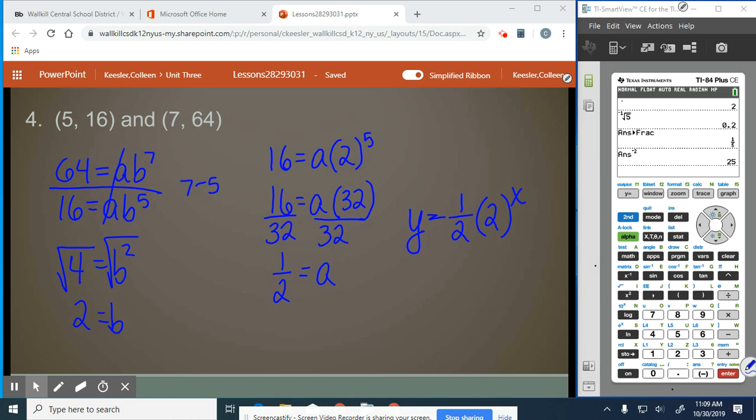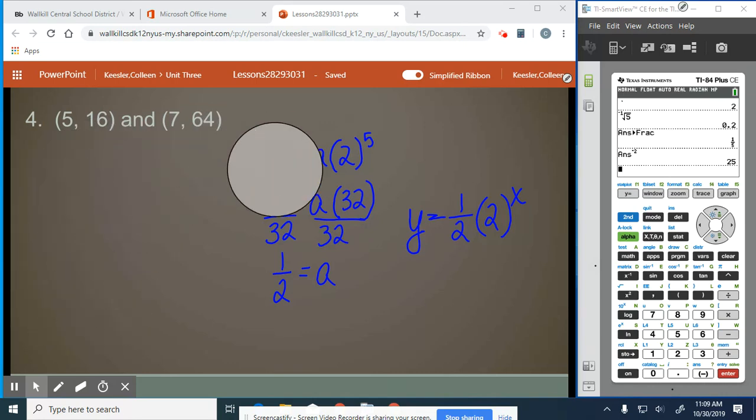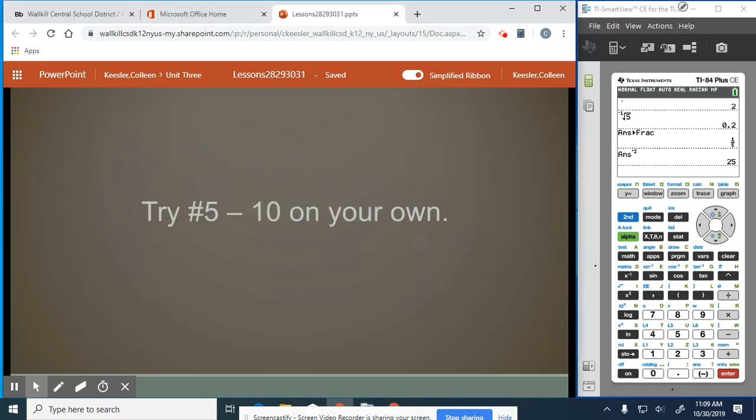Okay, so hopefully you're seeing how I'm getting those problems set up and you're ready to try it on your own. So you're going to try 5 through 10. Make sure you're checking in with me so I can be sure that you're getting it right before moving on to today's exit tickets.